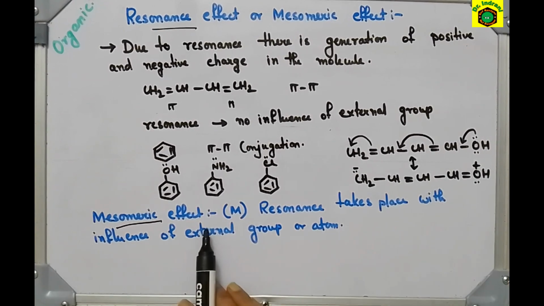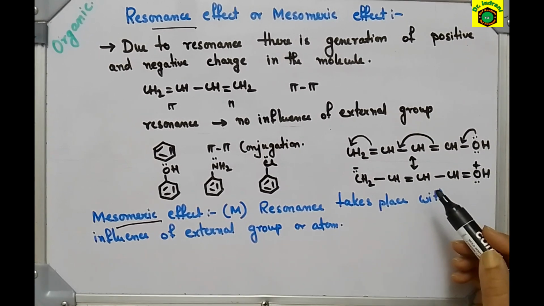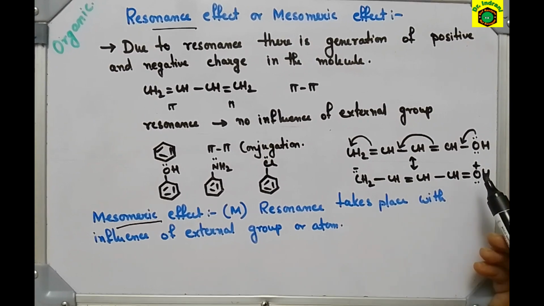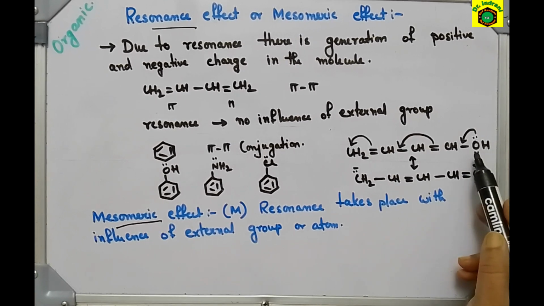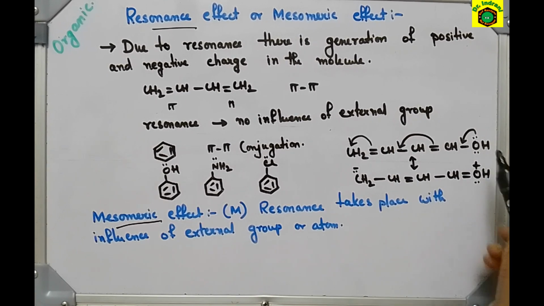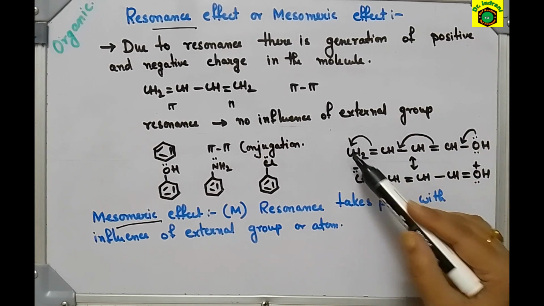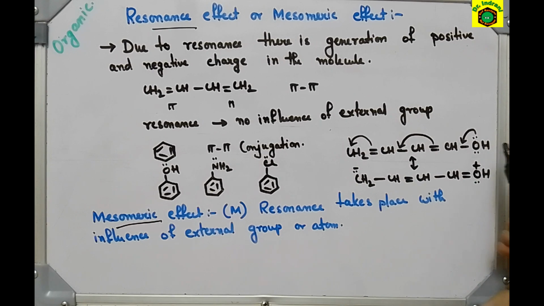Now see, mesomeric effects are of two types. One is plus M, another is minus M. What is plus M effect? A group is said to have plus M effect when movement of electrons is away from an atom or group attached to the conjugated system. So here movement of electron is away from the group towards the pi conjugated system. So it is away from the group, then it is called plus M effect.